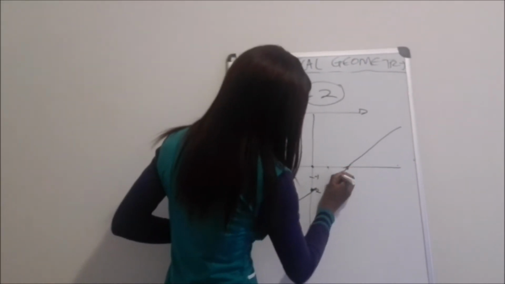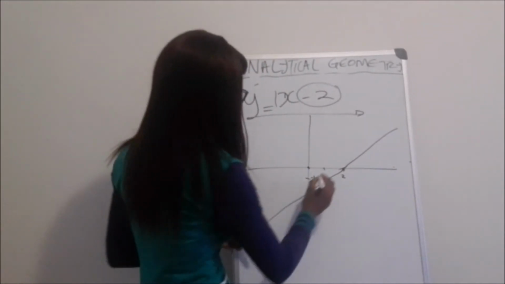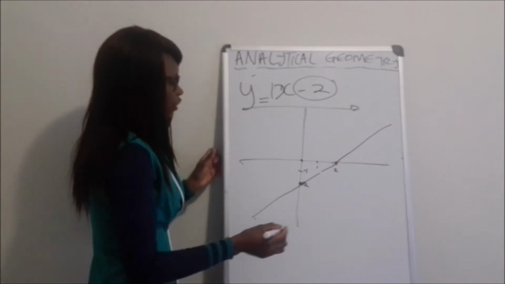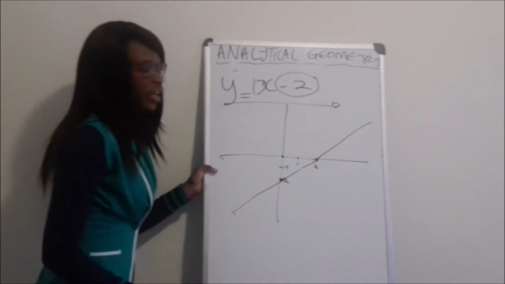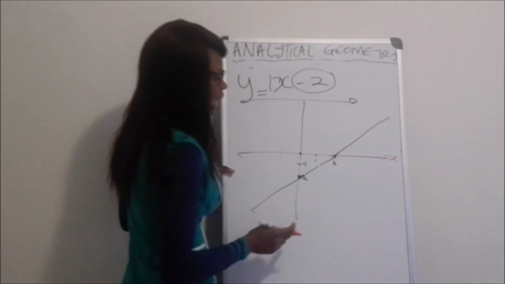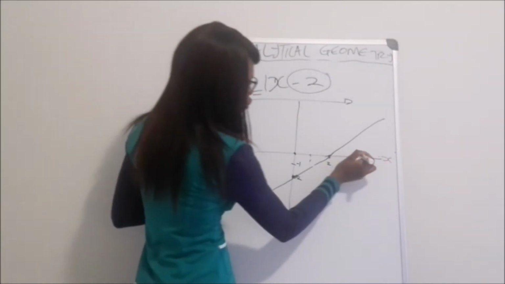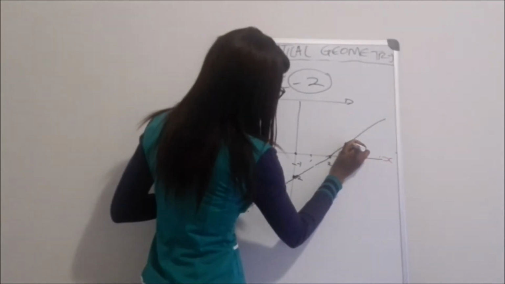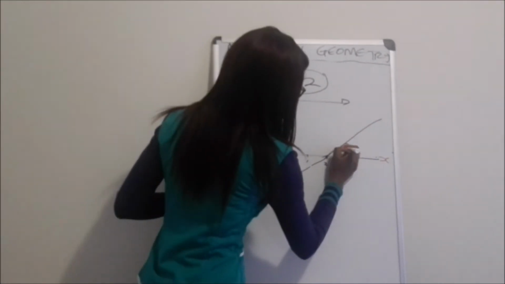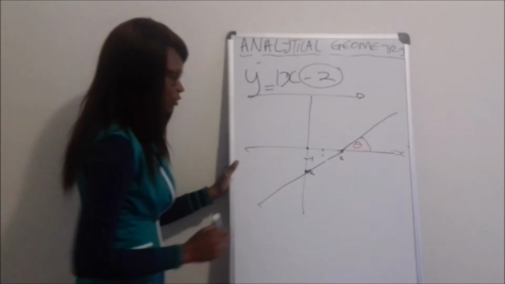Drawing it nicely, guys. There we go. This is the straight line that we have to find an angle of inclination for. So the angle of inclination, where will it be in this graph? It's always measured from the x-axis to the graph, to the line. So it will always be from the x-axis anti-clockwise to the graph. So this is the angle of inclination that we have to find.